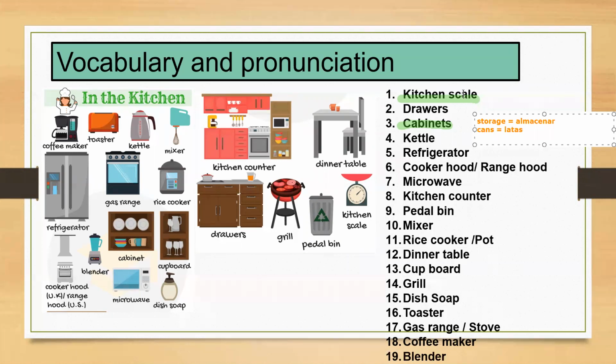So a cabinet, we use it to storage los platos, las tazas, the cups, the plates, the bowls. So we use the cabinet to storage para almacenar la vajilla, the crockery. And also we can use the cabinets to storage para almacenar las latas, las sopas. Entonces, cabinet es como la alacena, ¿sí? Donde guardas ya sea la vajilla o los alimentos que no tienen que ir refrigerados, right? Good.